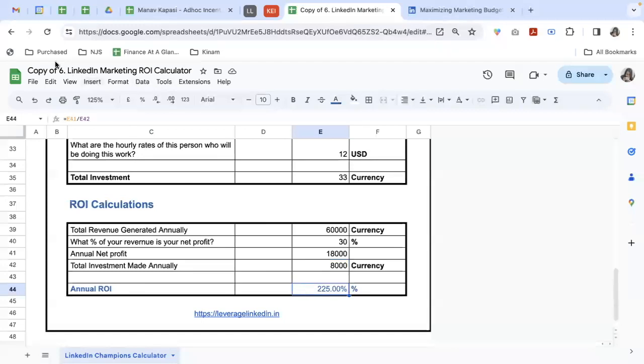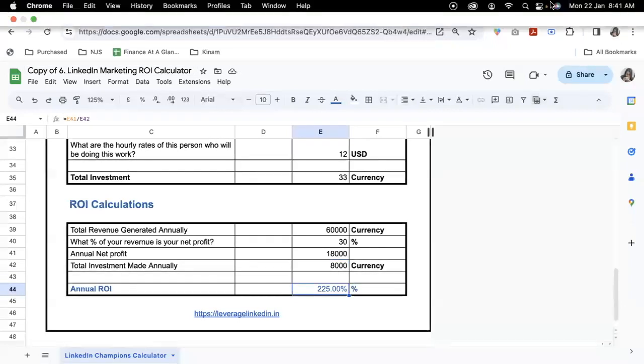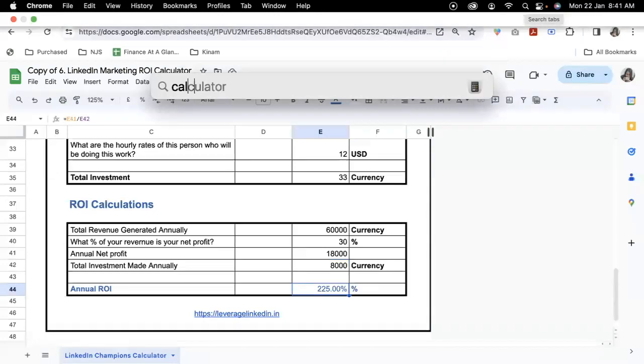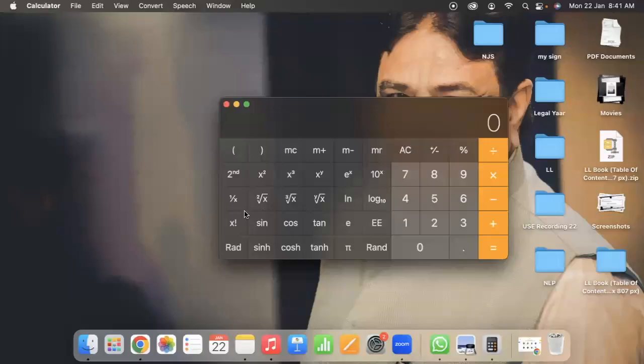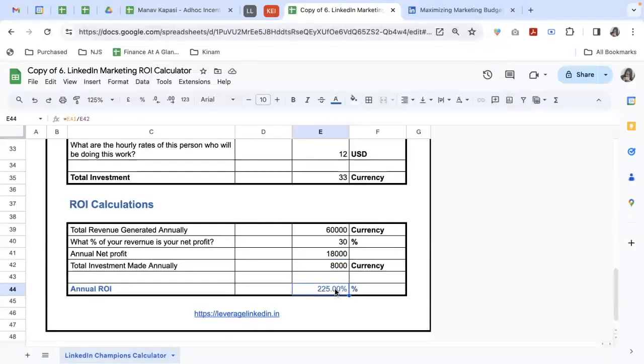That is where you are seeing the percentage sign. So let me just take out the calculator to show it to you. $18,000 divided by 8,000 into 100. It comes to 225%. So this is your annual ROI of this particular activity.